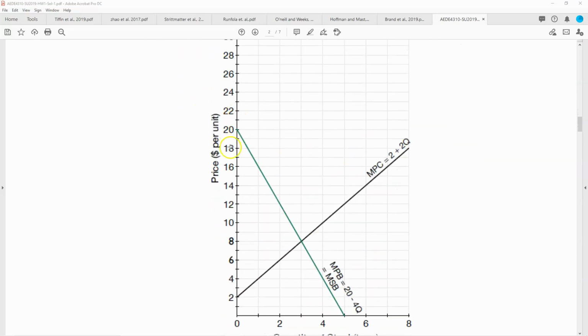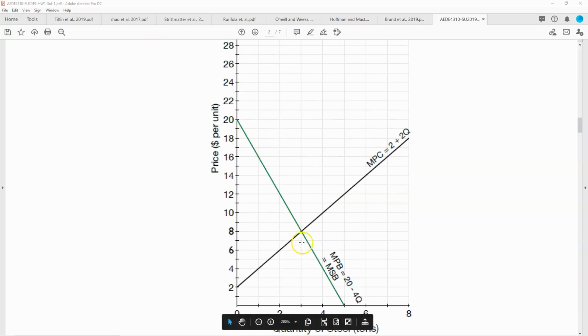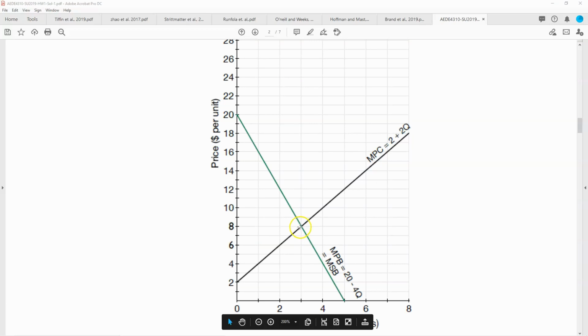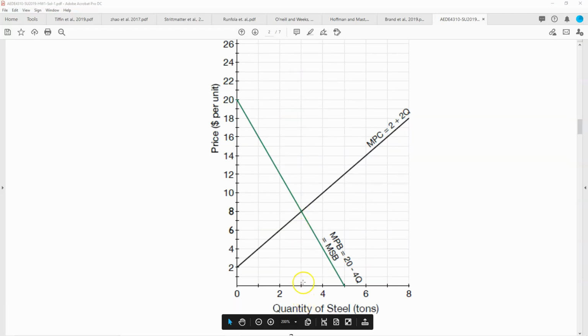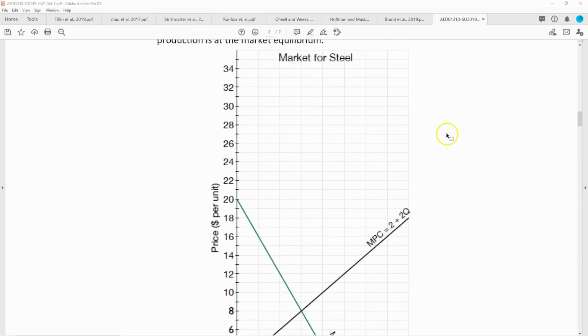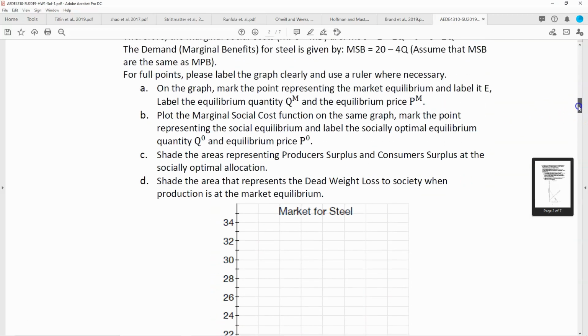From this graph, I already plotted those two curves. Then the intersection should be the market equilibrium, and the market equilibrium quantity should be exactly 3. The market equilibrium price should be 8. So that's for question A.